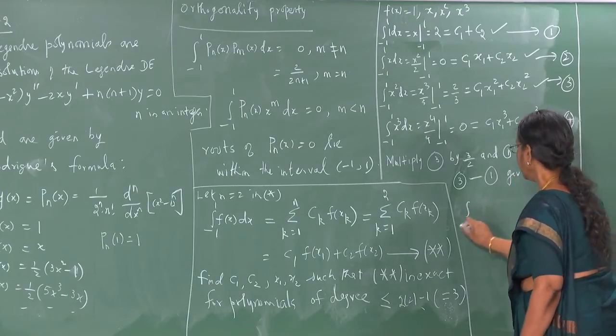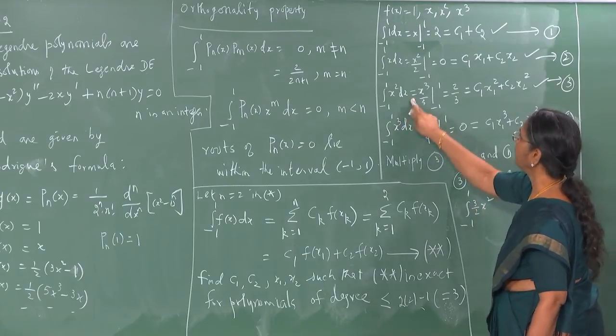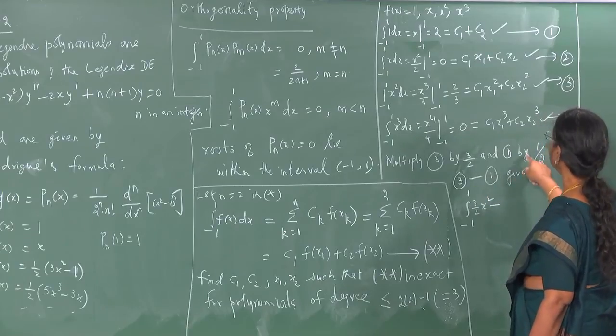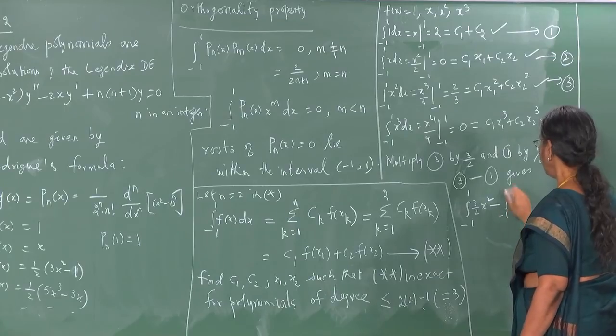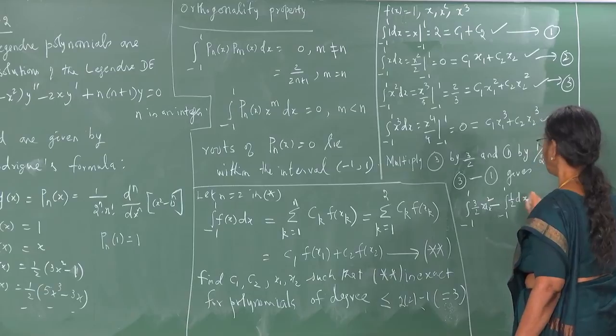So, let us write the integral from minus 1 to 1 of 3 by 2 x square, that is the left hand side. Then I have to subtract half times the first equation. So, the integral from minus 1 to 1 of half, integration with respect to x.